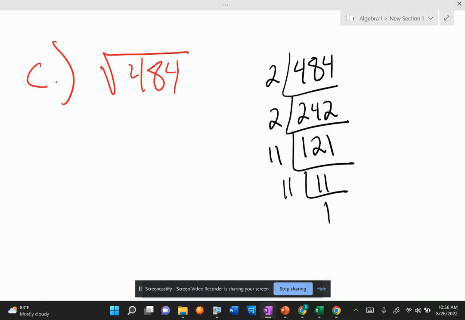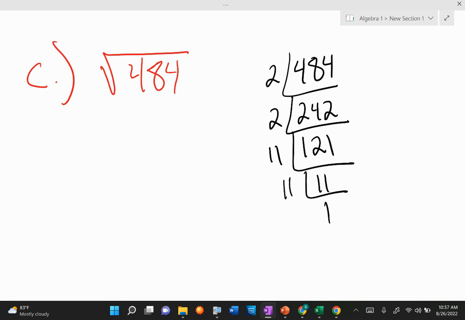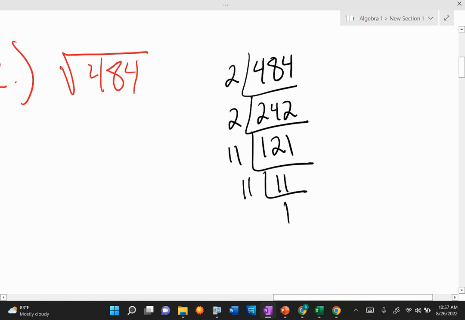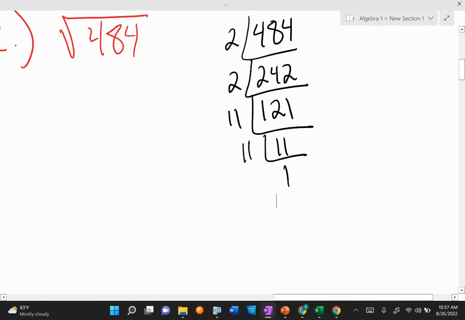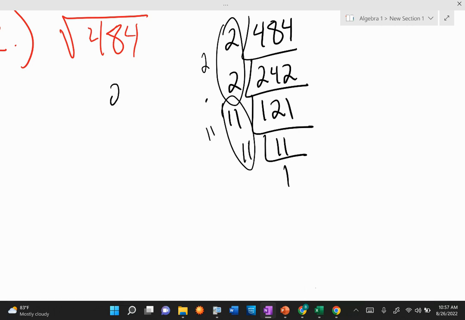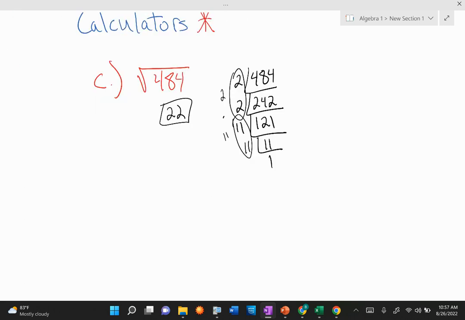Those are all perfect squares because they are all a number multiplied by itself equals a number. So 121 is a perfect square. It's just going to be stuff that you'll start to memorize, just like your multiplication facts. You'll start to memorize your perfect squares and your perfect cubes. But we'll get there. All right, what pairs do we have? We have a pair of 2s. We have a pair of 11s. What's 2 times 11? 22. So you now know how to find square roots. Congratulations.